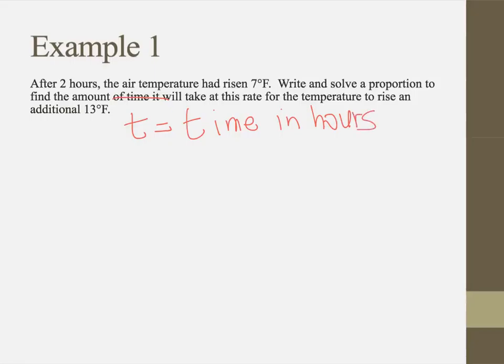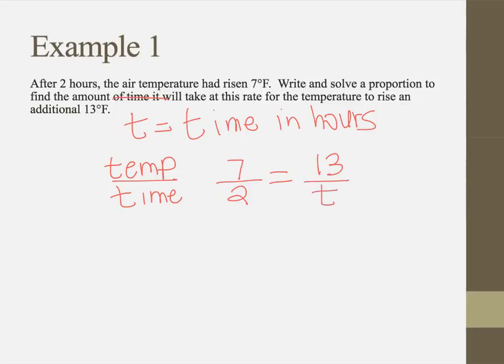Okay, so we know that we have our temperature and we have our time. So let's look at that first. It says 7 degrees in 2 hours. So we've got 7 degrees in 2 hours. We have to write that proportion. We know that we've got 13 degrees Fahrenheit, so that's going to go on the top because it goes along with temperature. And the thing that we don't know is the time.